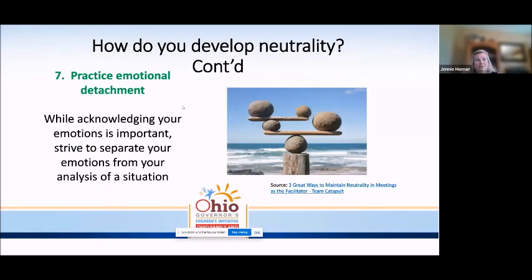Also, to practice emotional detachment. It's really difficult sometimes, but we do have to have boundaries in the meetings and with families that we work with. And while it's really important, we have to separate our own emotions from the situation. And make sure, again, that we are entering as an unbiased and an objective individual.